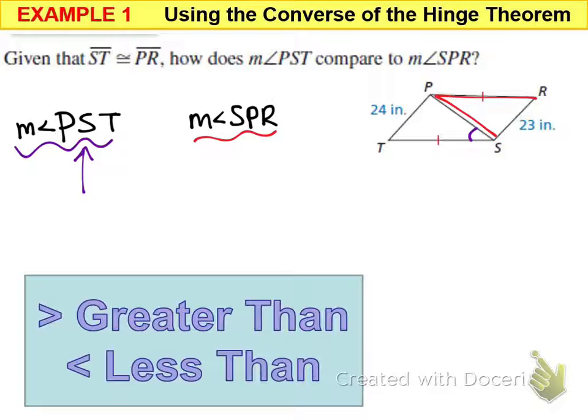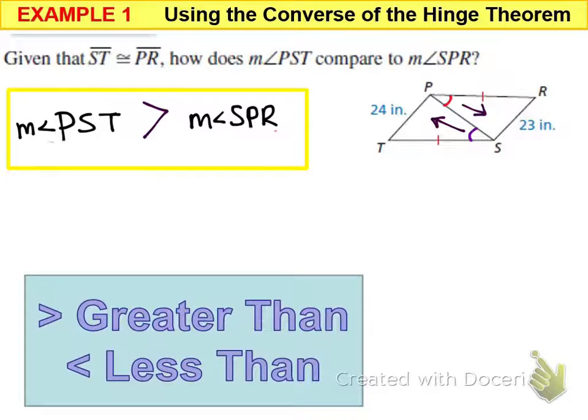SPR, what's the vertex of SPR? P. So P is the vertex, the middle letter. So we're going to compare them given the sides across from them. So PST is across from 24. SPR is across from 23. So will PST be less than, greater than, or equal to? Greater than. And that's it. So again, normally the names would already be there, and you would just fill in less than, greater than, or equal to.